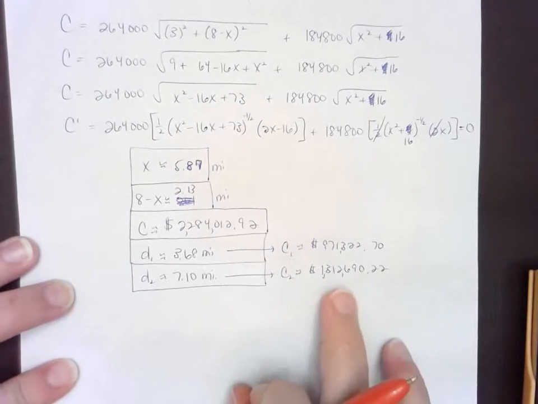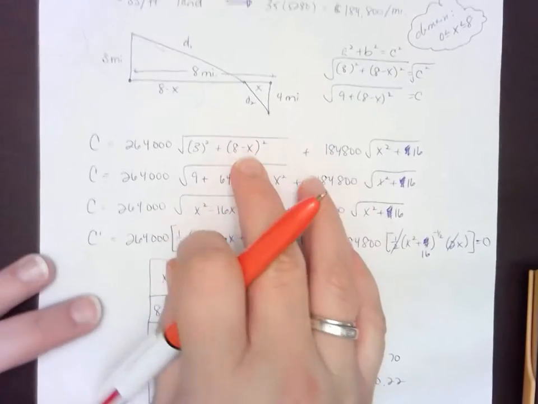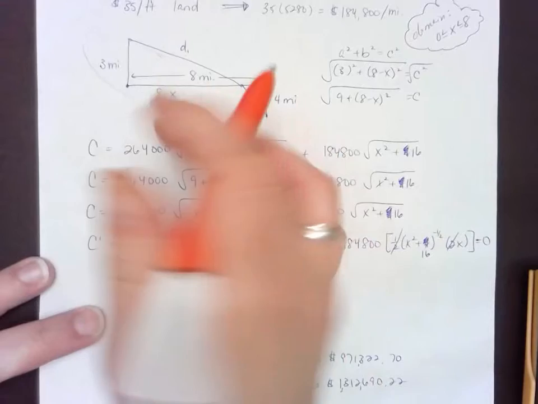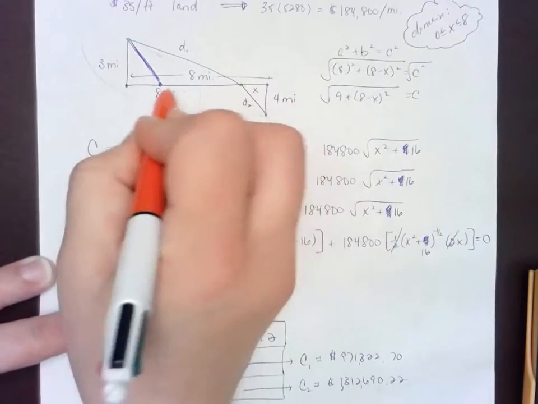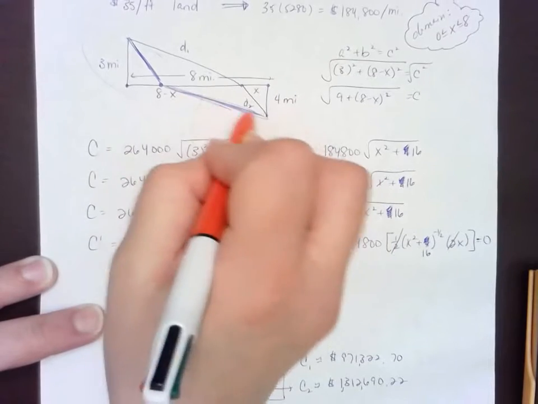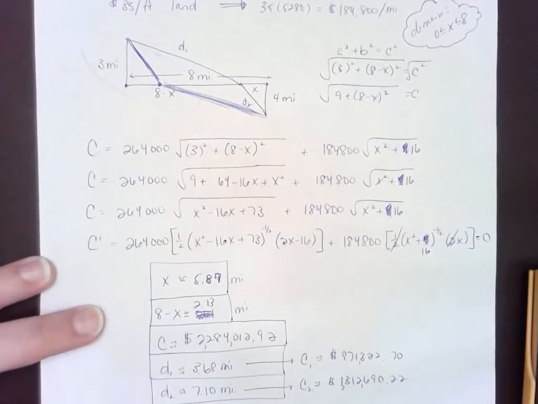Remember, I was at first concerned about this. I thought, well, that's not right according to my picture, but this picture is wrong. This X would be way over here if we did it correctly. So it should look something more like this. That would be the most optimal, which makes sense because it's cheaper in land than it is in the water.